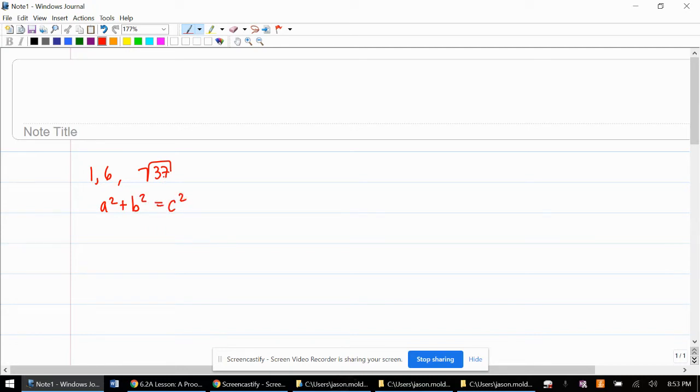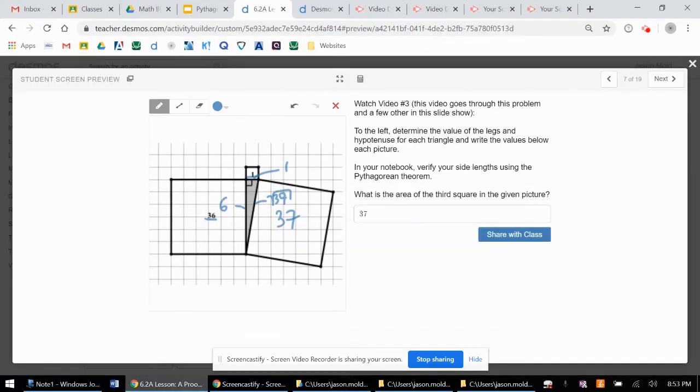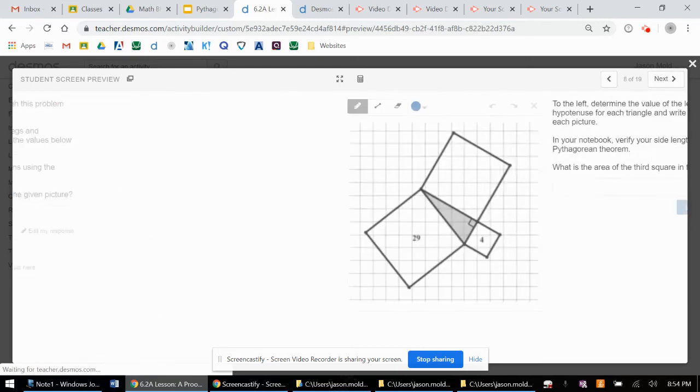And we need the largest side to be c. So it's going to be 1 squared plus 6 squared equals root 37 squared, which is 1 plus 36 equals square root of 37 squared is 37, and we get 37 equals 37. So it checks out. Look at another one. We'll share that.